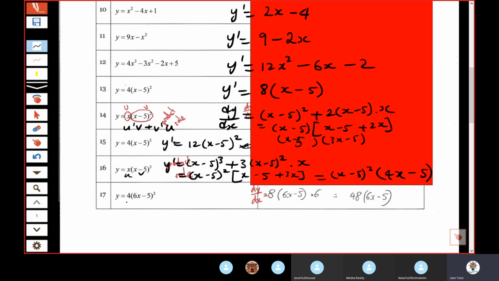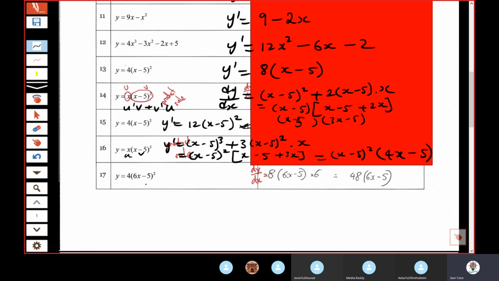This one here, y equals 6. 4 times 6x take away 5 all squared, so therefore dy on dx, 4 times 2 is 8, 8 times 6x take away 5, take 1 away from the power, times derivative of the inside, you still have to differentiate the inside, right? So that's just 6, 8 times 6, 48, 48 times 6x take away 5.